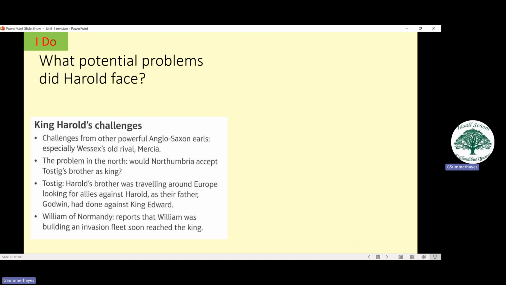Northumbria, they didn't like Tostig. Maybe they wouldn't want Harold, although Harold had agreed to their aims there. Tostig himself was still alive. Harold hadn't killed him, he just exiled him, and he was roaming around Europe looking for somebody to help him get back. And then obviously William of Normandy.